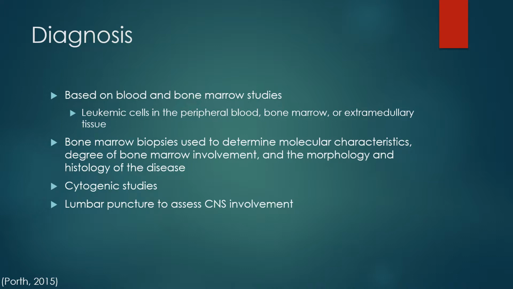As for diagnosis, it's based on blood and bone marrow studies. So you look for leukemic cells in the peripheral blood, bone marrow, and extramedullary tissue. You would also use a bone marrow biopsy to determine molecular characteristics, the degree of bone marrow involvement, and the morphology and histology of the disease. You can also use a cytogenic study, which is actually more popular, and that one determines chromosomal abnormalities, and you can also do a lumbar puncture to assess central nervous system involvement.